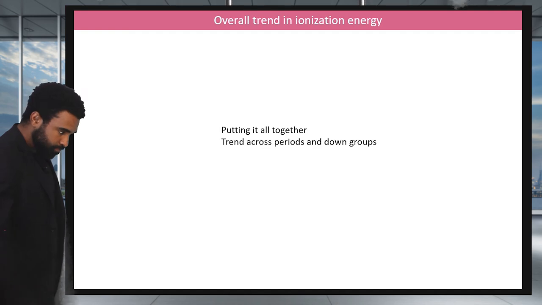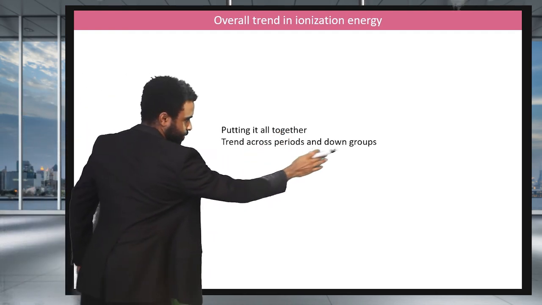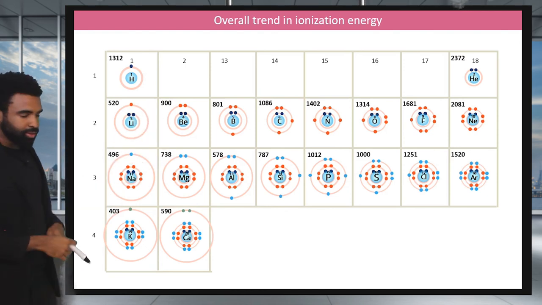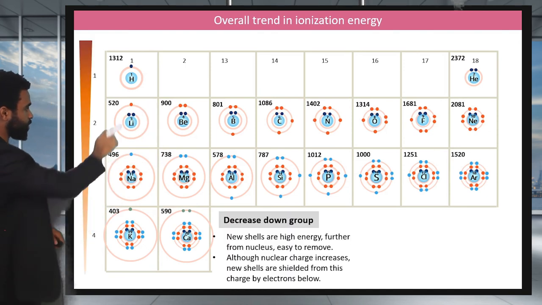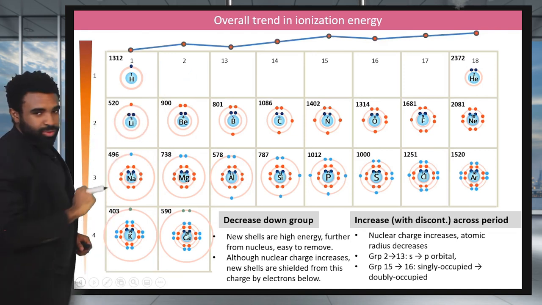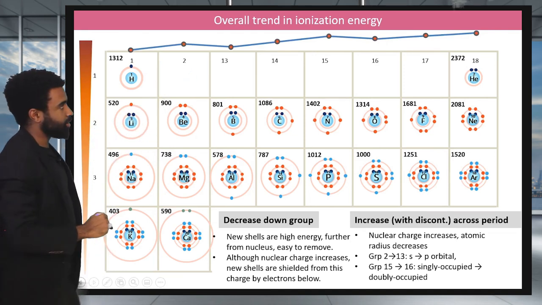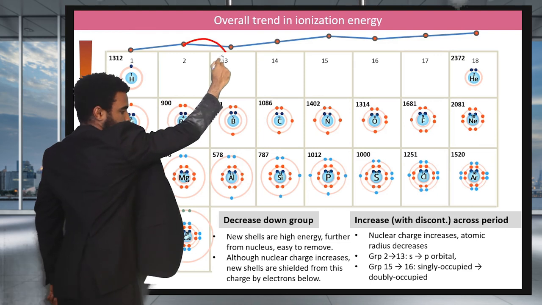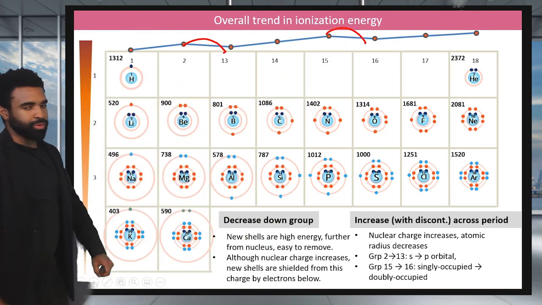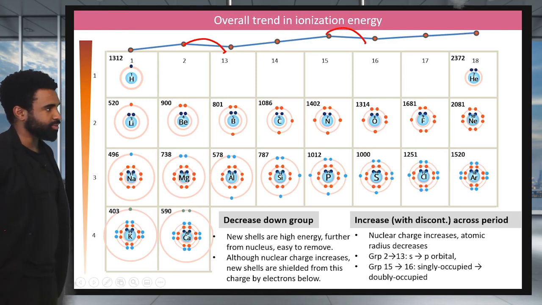Okay, now if we put the group trend and the period trend together, then we get a diagram like this, which we've already seen, right? So we know that there's a decrease down the group and there's an increase with discontinuities across the period. The discontinuities are 2 to 13 and 15 to 16. And we gave the reasons for those trends down there. If you want, you can pause and read it.